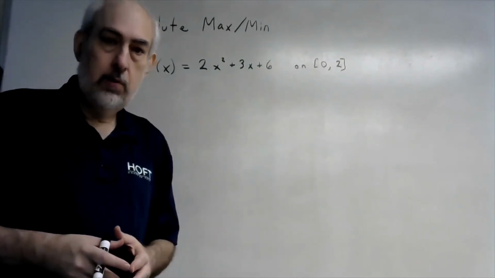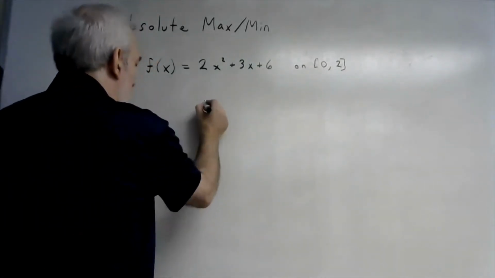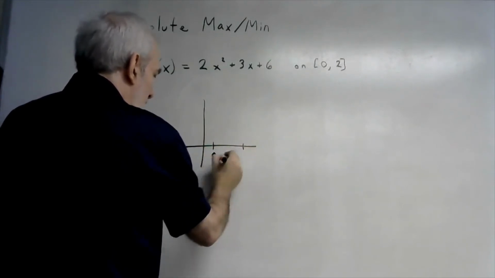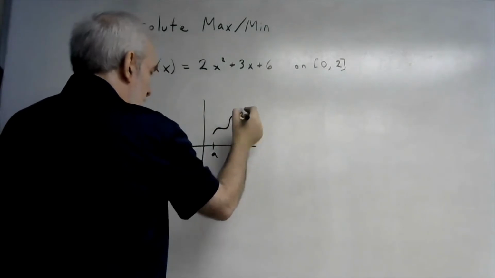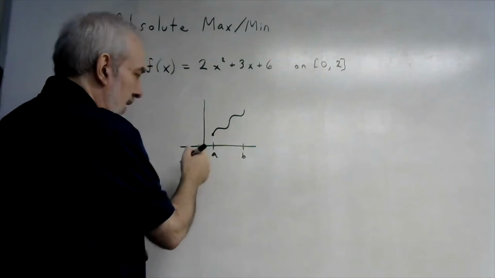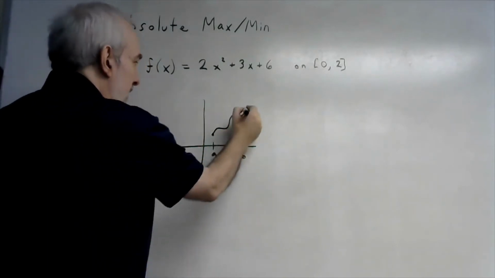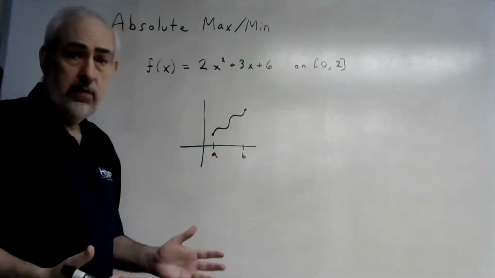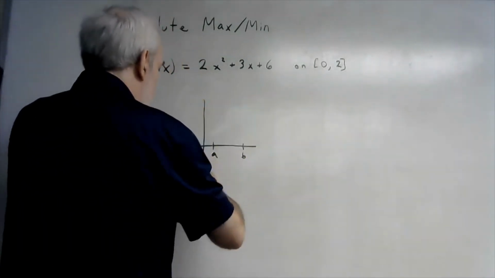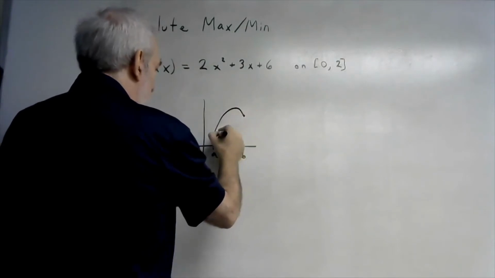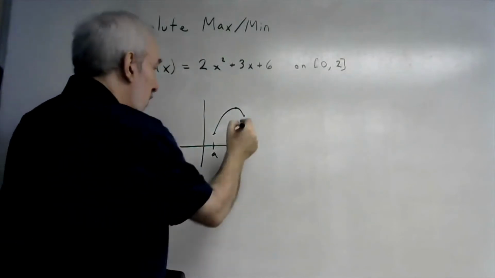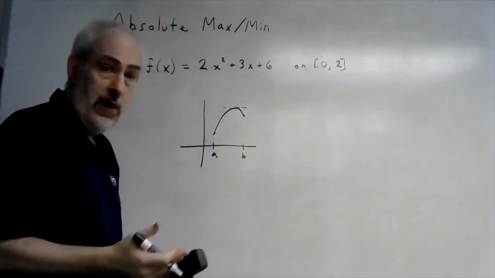The reason for this is that if you have a continuous function between two endpoints, A and B, like this function, for instance, notice that this is the absolute min, the smallest point anywhere, and that's the absolute max. The absolute max and min are occurring at the endpoints. But we could have another graph where the function does something like this, and then we have an absolute max at a critical point, because a critical point is a place where the slope is 0 or undefined.